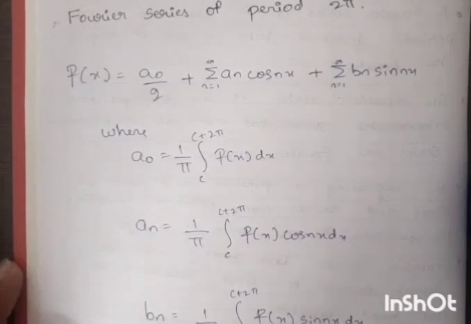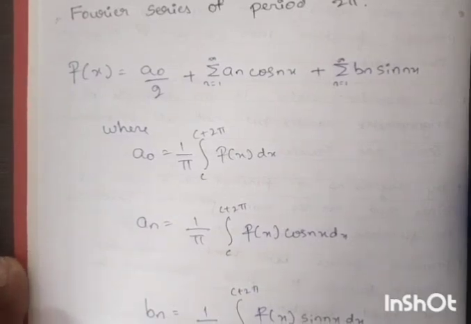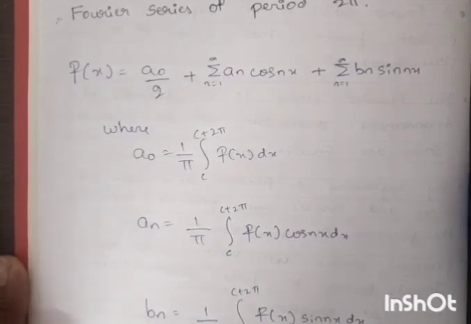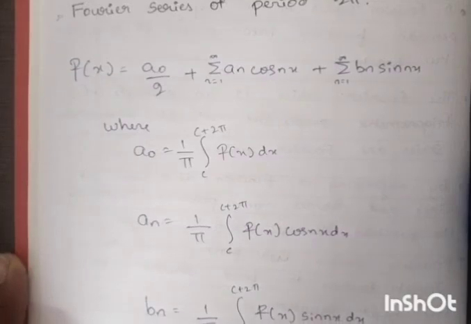where a0 is 1 by pi integration of f of x dx, where limits are c to c plus 2 pi, and similarly an is equal to 1 by pi integration of f of x cos nx dx, and the limits are from c to c plus 2 pi, and bn is equal to 1 by pi integration of f of x sin nx dx, c to c plus 2 pi. Here we are putting the value of n equal to 1 to infinity, meaning changing the value from 1, 2, 3 till infinity.